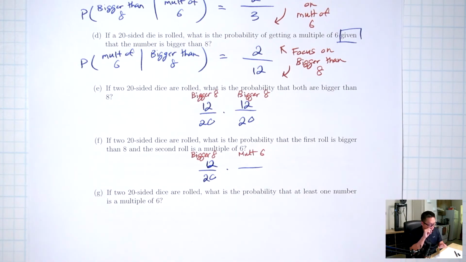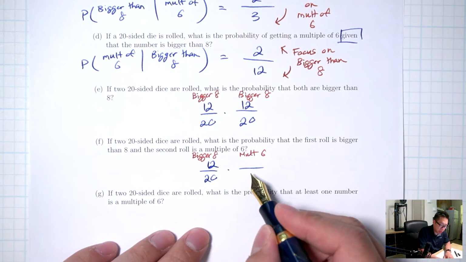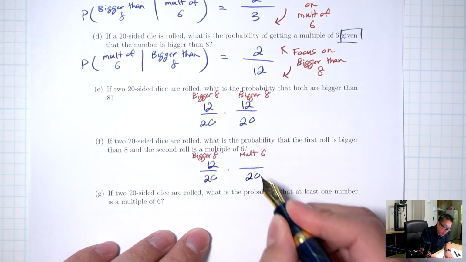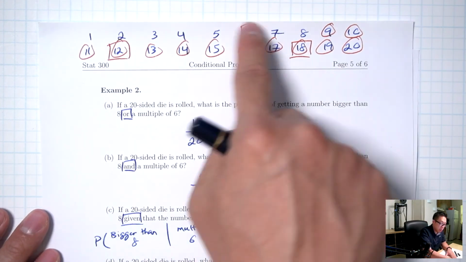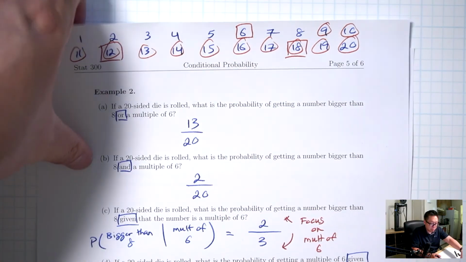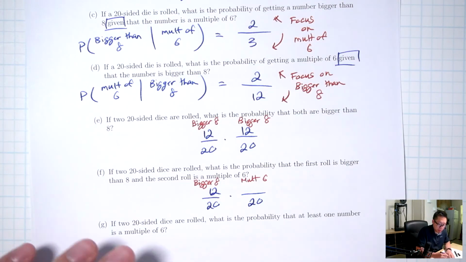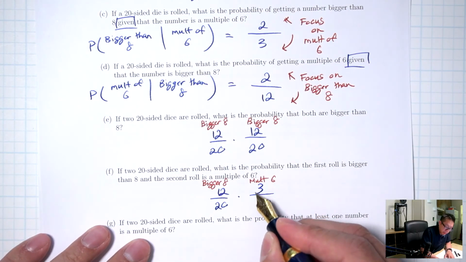And then again, for dice, you don't reduce. So the second fraction, the bottom will be the full 20. Multiples of 6. These are my boxes. 3. And I don't have to think about reducing at all, so it's the full 3.